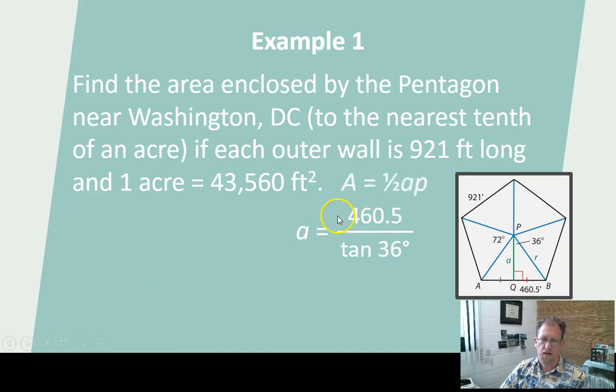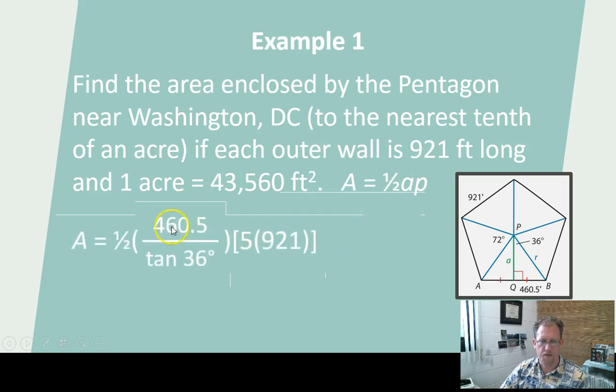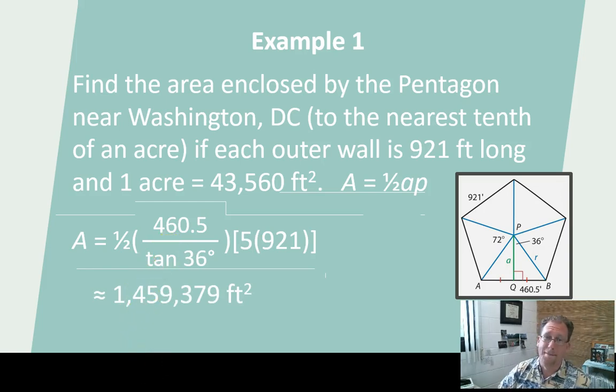Pretty sweet. Now that I have the apothem, I can use A equals 1/2 AP squared. I'm going to toss that in for the apothem: 460.5 divided by the tangent of 36 degrees, times 1/2 times the perimeter, which is 5 times 921. There are 5 sides, each of them 921 feet long. So just do a little simple multiplication here and divide by a trigonometric function, but it's really not that hard if you've got a calculator. And the answer is 1,459,379 square feet. Holy moly. That's bigger than my house by a lot.